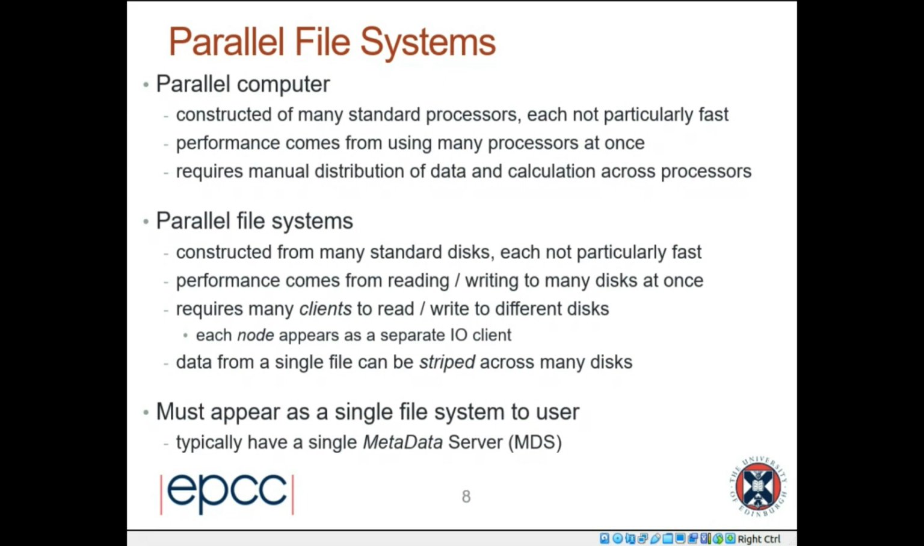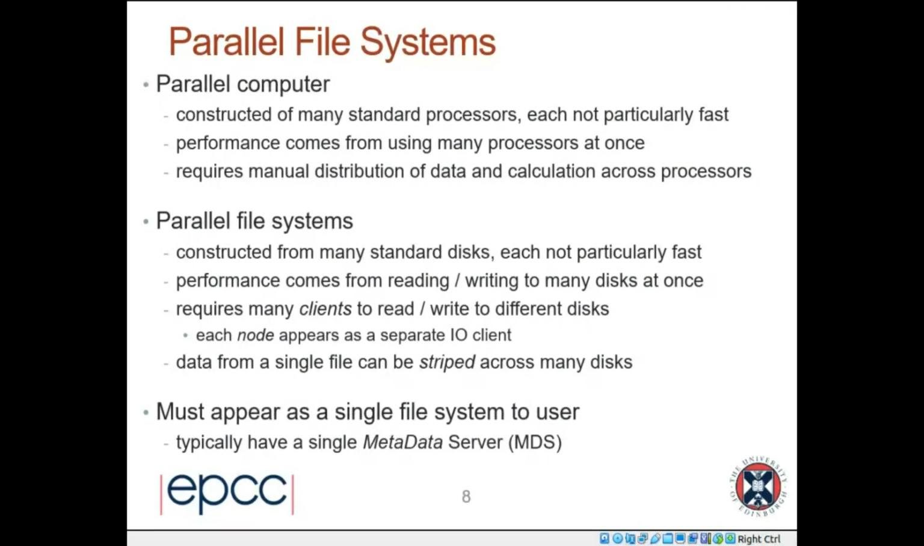On ARCHER2, we will have about 5,000 or 6,000 nodes, each with 128 CPU cores. So the parallel file system will see about 6,000 clients, all wanting to read and write to its many disks at the same time. The performance comes from reading and writing to many disks at once, and there's two ways you can do that. One is you can have lots of files stored on different disks. That's not particularly elegant, as we'll see later on, but what a parallel file system can do is stripe data from a single file across many disks. And that's how we're going to get our aggregate I/O performance for big parallel programs.